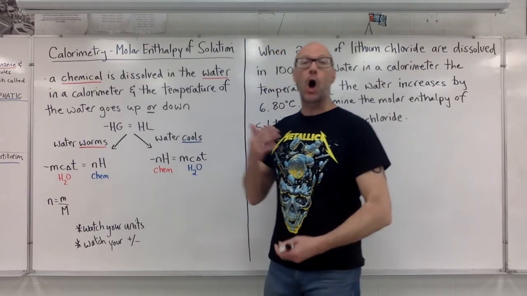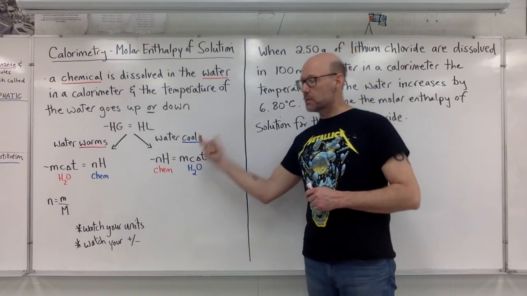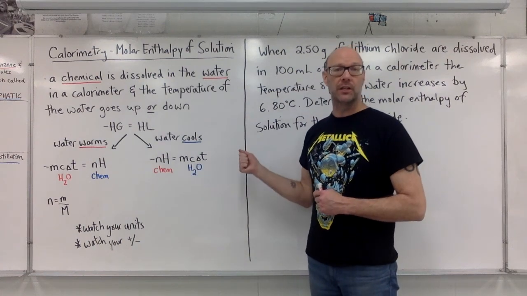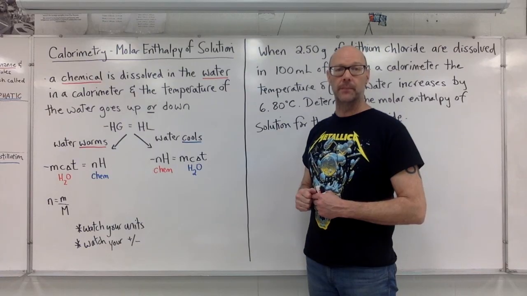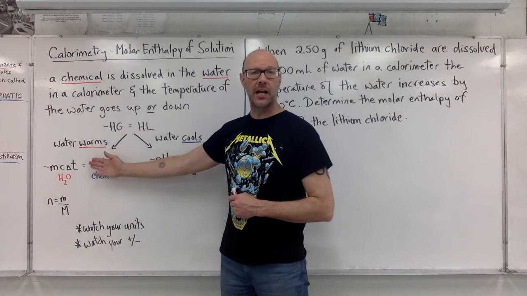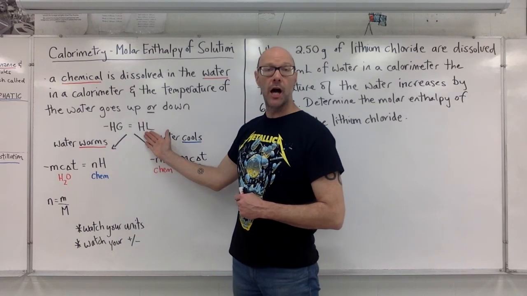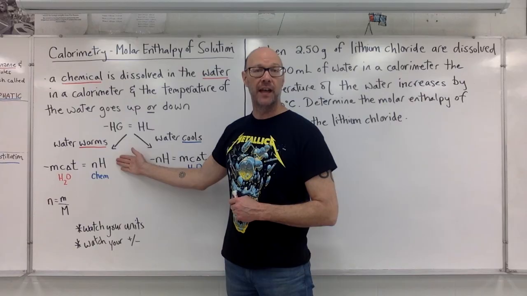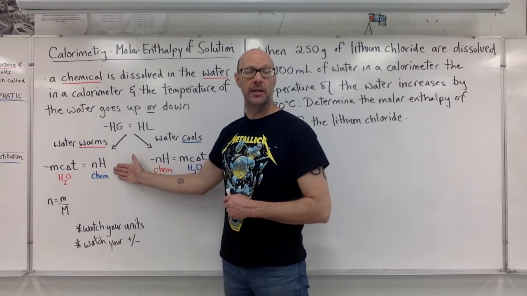We have the exact opposite situation where the water could cool down. Notice it's the mirror image of the calculation, negative nΔH equals mcΔT. Here are the mcΔT's on the gain side. The temperature of the water went up. And this ΔH is on the lost side. It was a negative ΔH right there. A positive ΔT, but a negative ΔH.